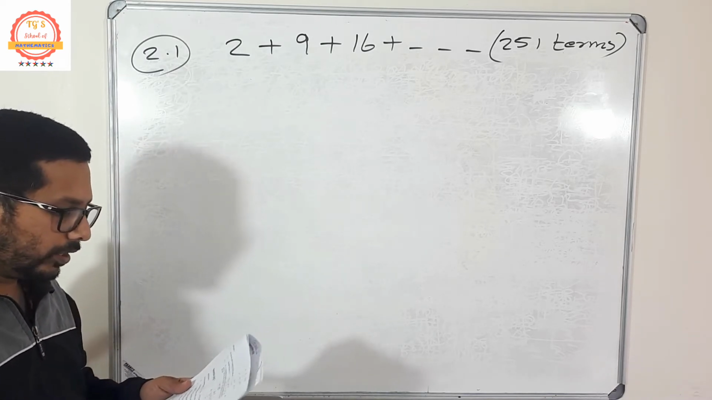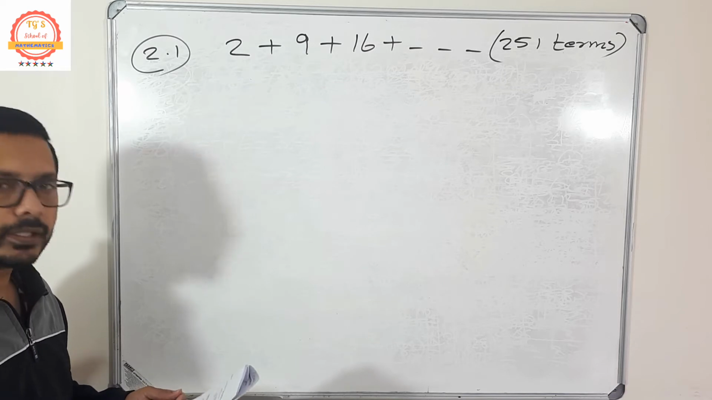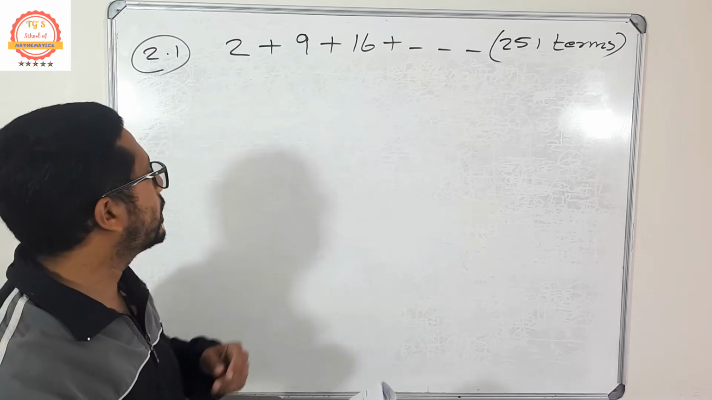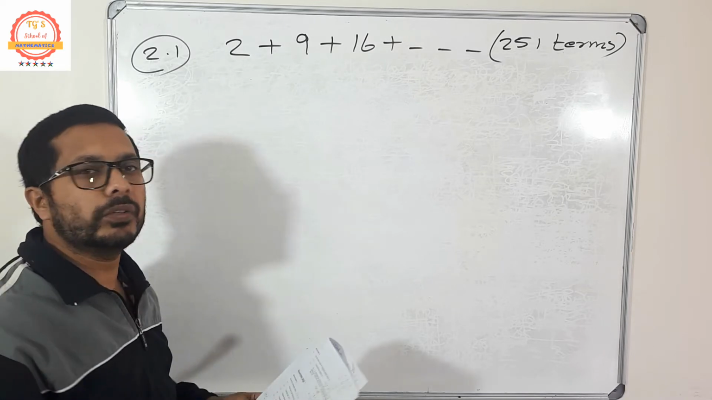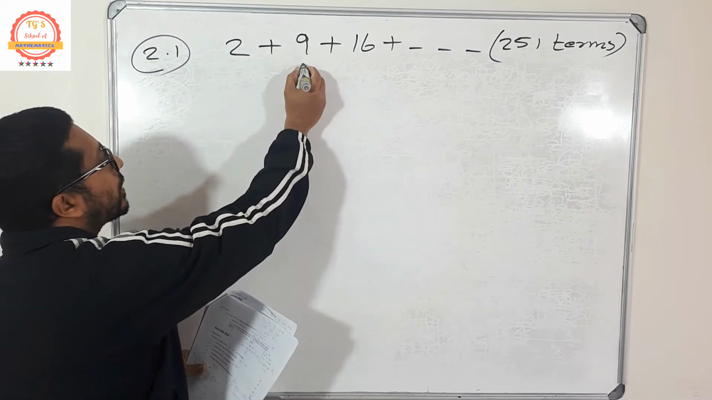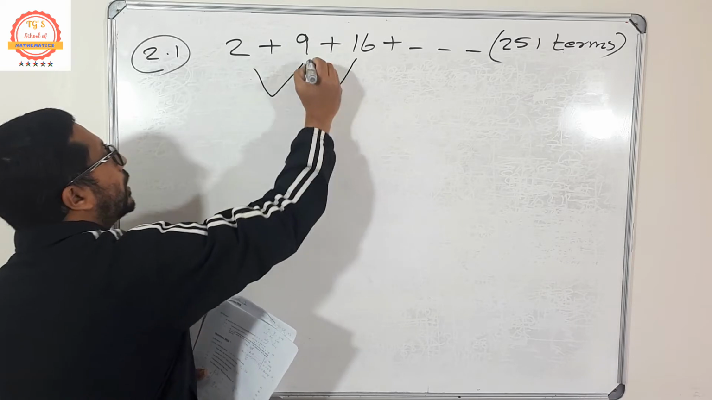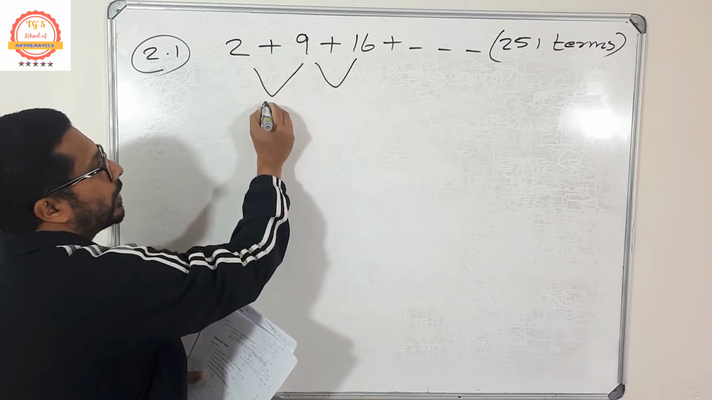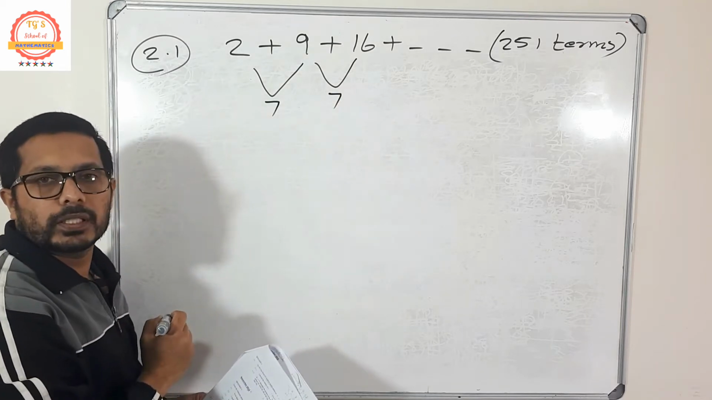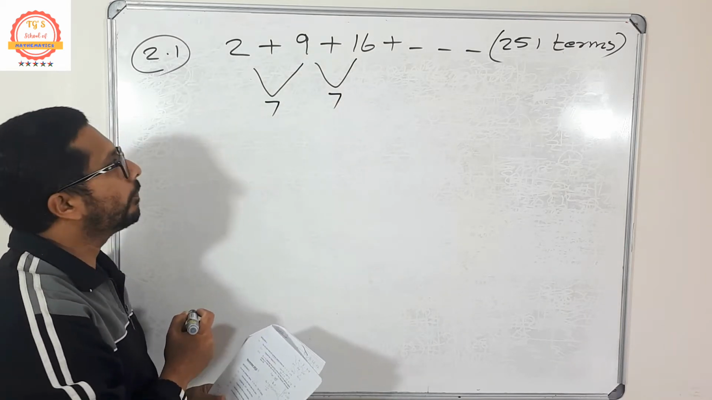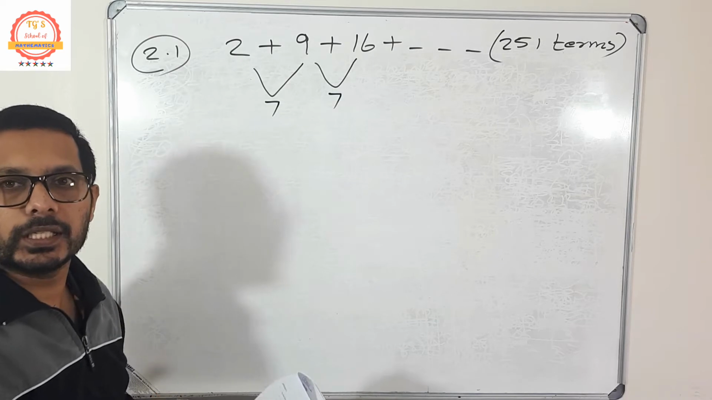2.1. Write down the fourth term of the series. Don't forget that it is given in the question that this is an arithmetic series. So what is the common difference here? 9 minus 2 is 7. 16 minus 9 is also 7. So this is an arithmetic series.